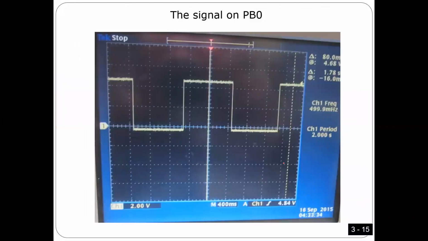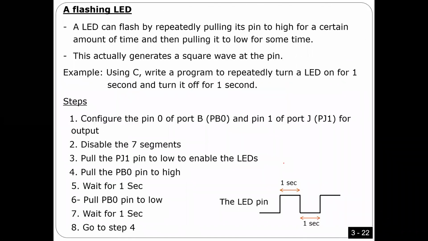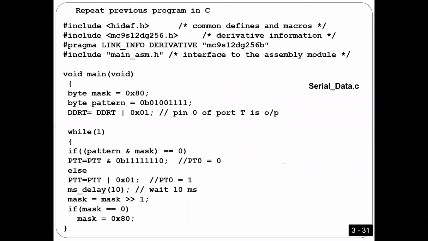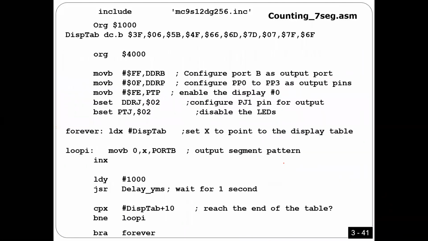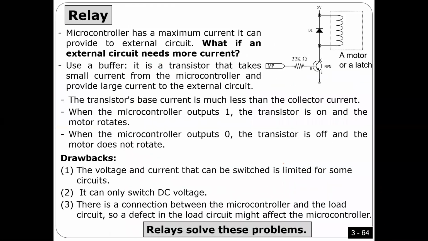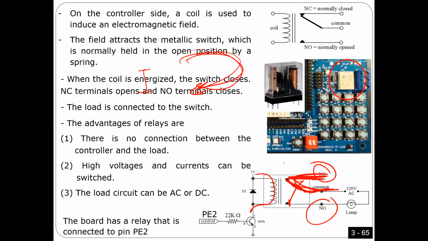Some relays come with more than one switch, right? So maybe it has three normally open, three normally connect, and so on. It's widely used. That's why I'm spending some time explaining it. It is more electronics than microcontroller, but it's important anyway.